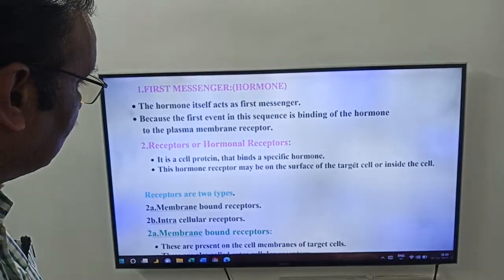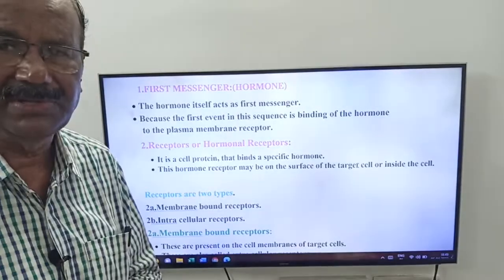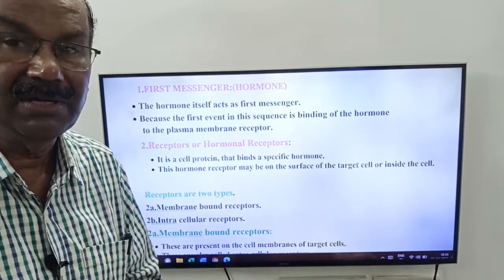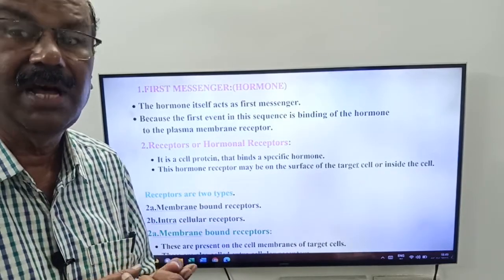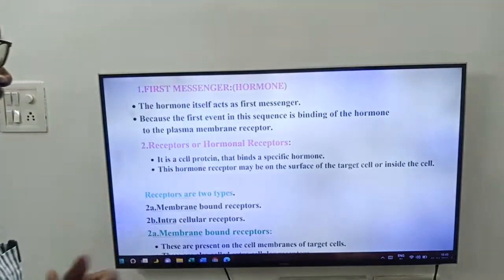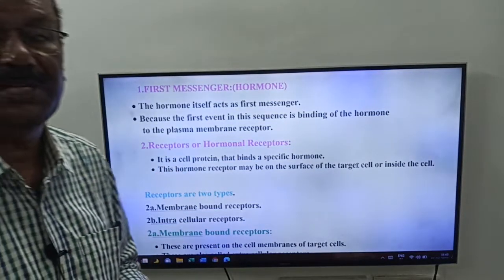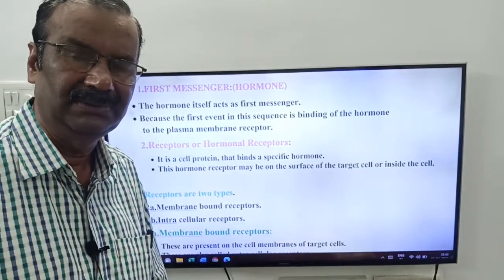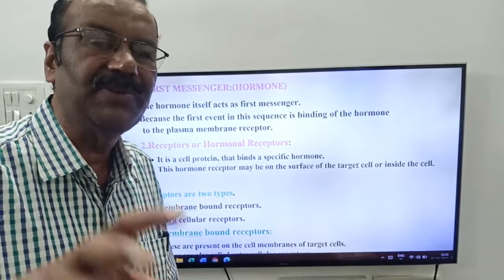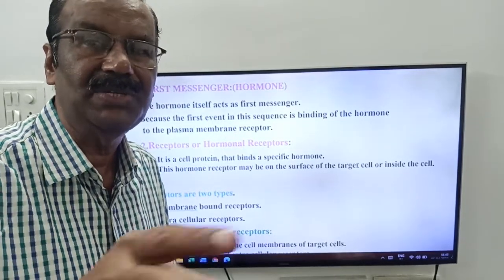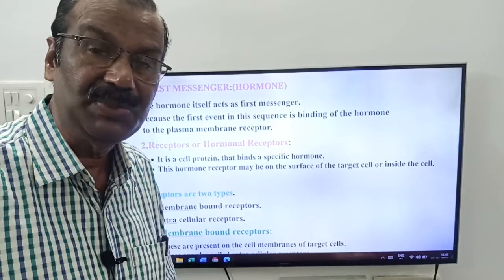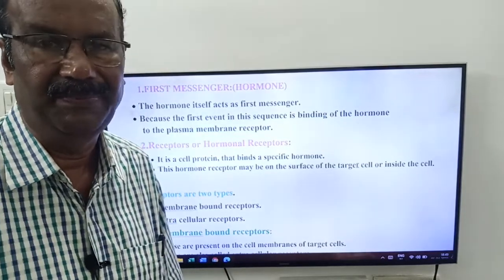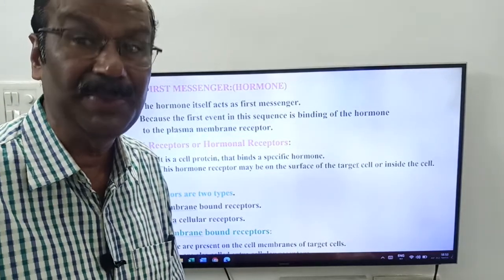Now see friends, receptor, second one. Receptor is what friends? Hormonal receptors receive hormones, so we call them hormonal receptors. It is a cell protein that binds a specific hormone. Receptors are cell proteins. They bind a specific hormone. Each and every hormone has a specific receptor, and each and every receptor receives a specific hormone. So receptors are not common friends, they are specific.